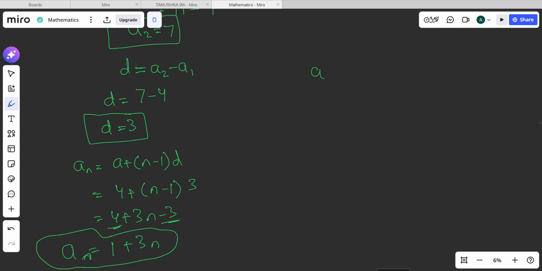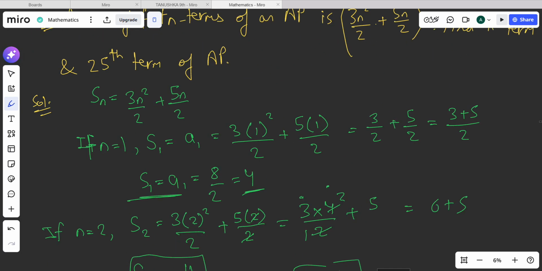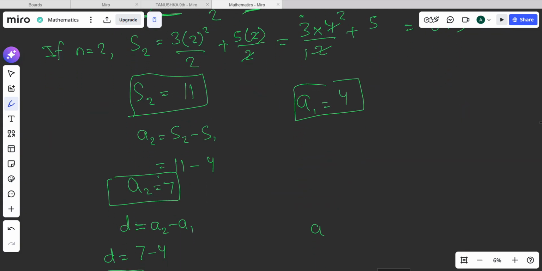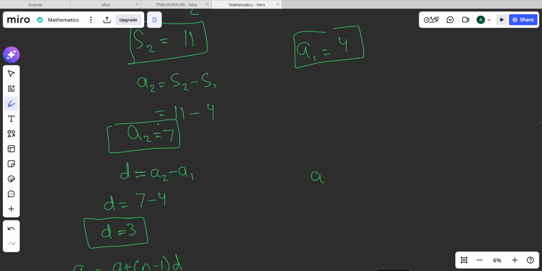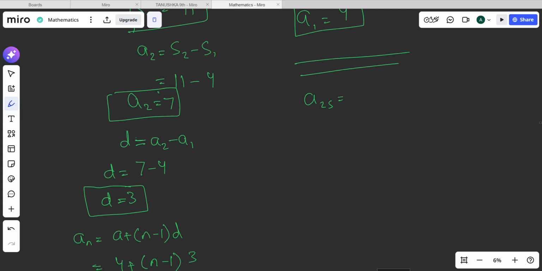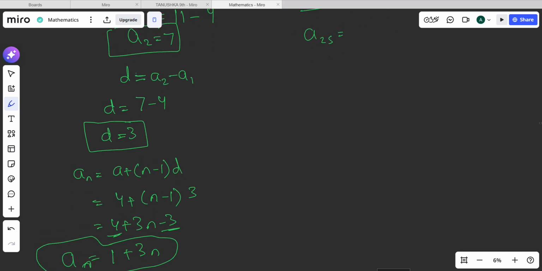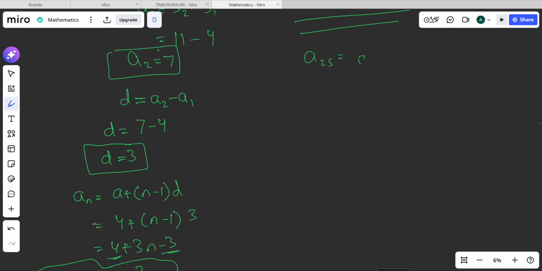Coming to the other part of the question, which says that also find the 25th term of the AP. So A25, something really easy. A25 equals A plus 24D, so it will be A, which is 4, plus 24 times D, and D is 3.